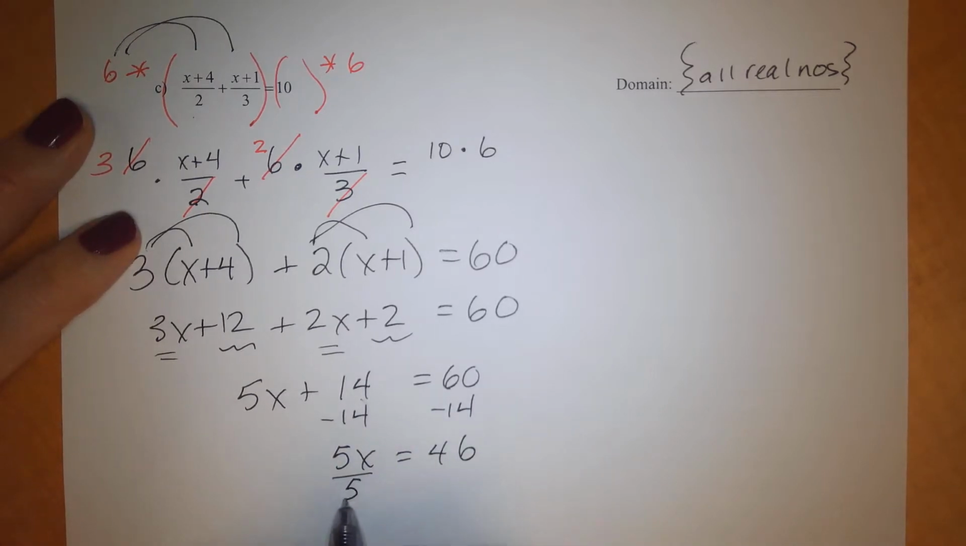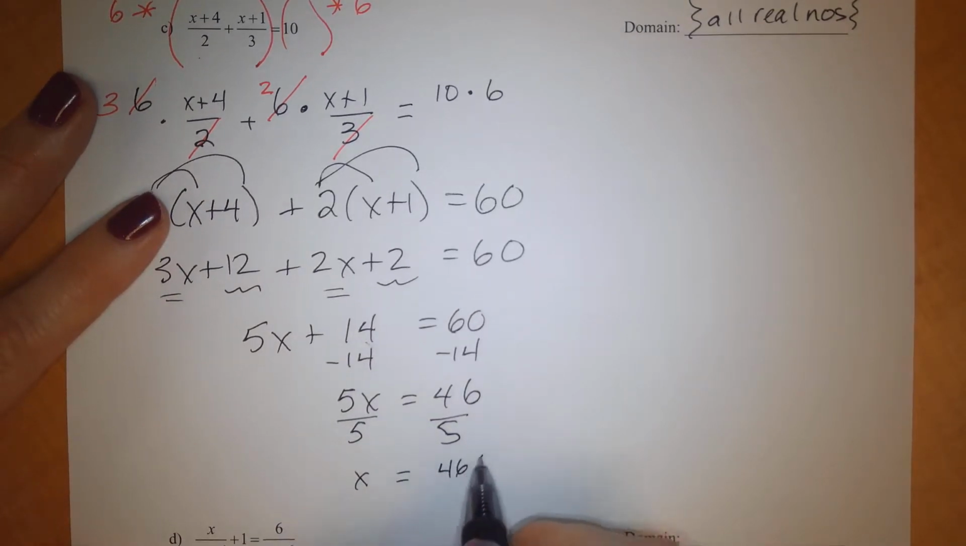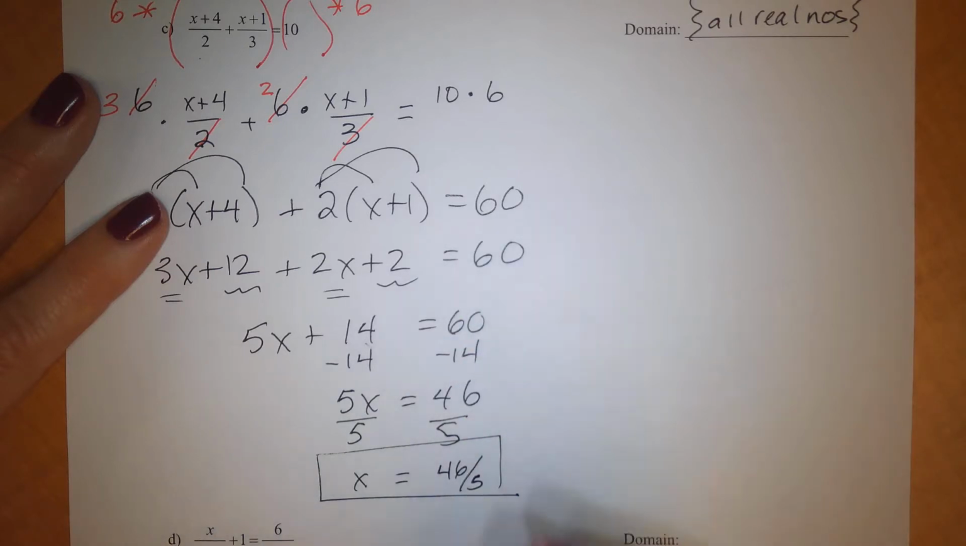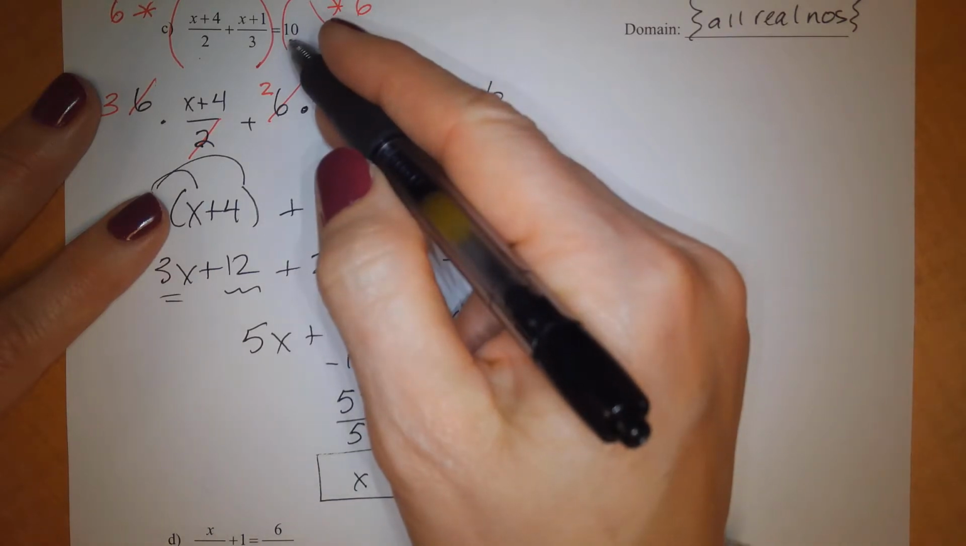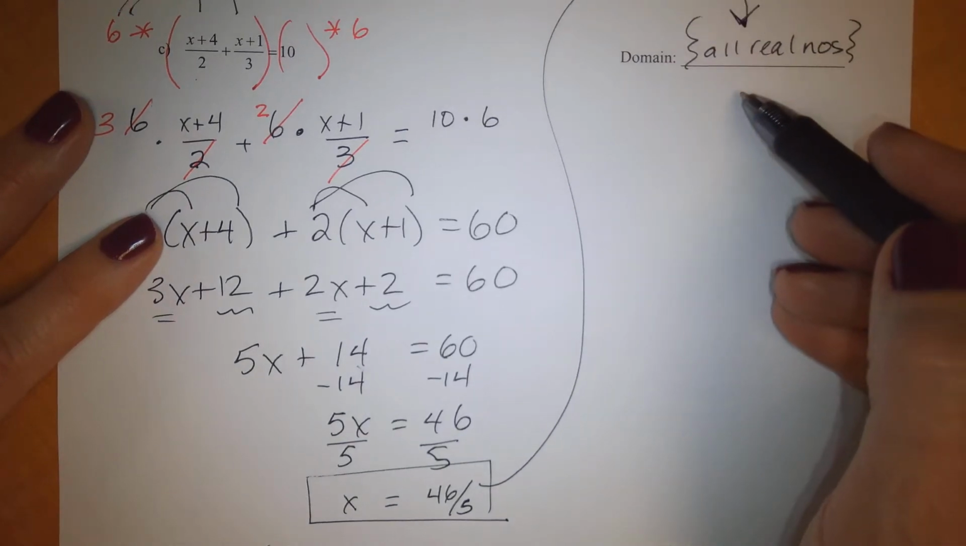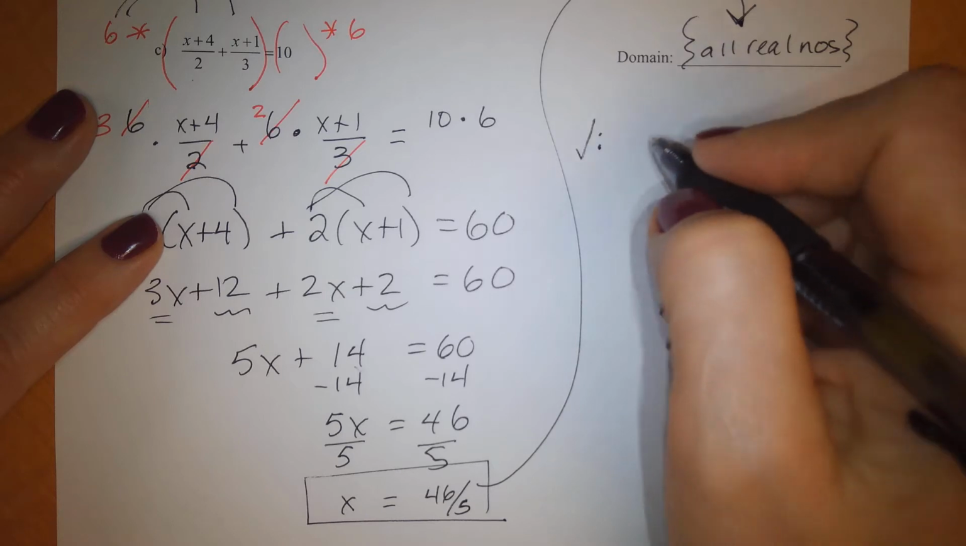Last step is to divide out the coefficient. So we have x equals 46 fifths. Now before I say for sure that that is my answer, of course I should do two things. You should check it in the original and also make sure it's in your domain. Well, it is in my domain, so I'm good there, but I am going to check it in the original.